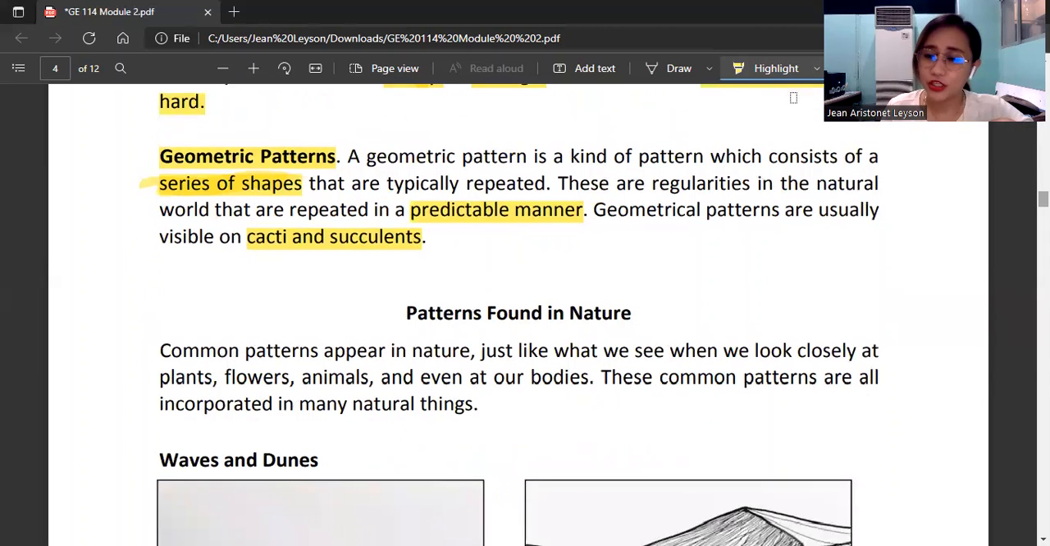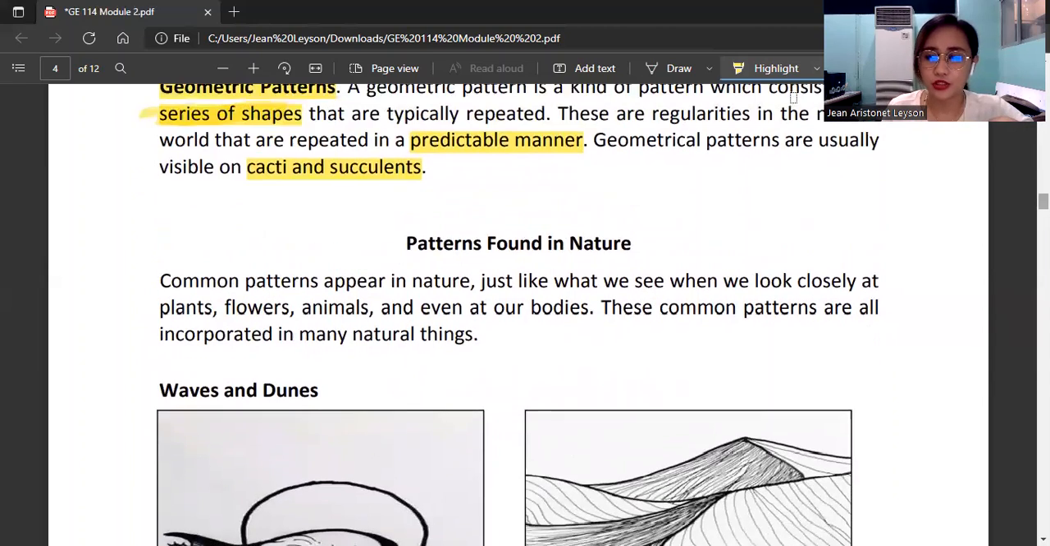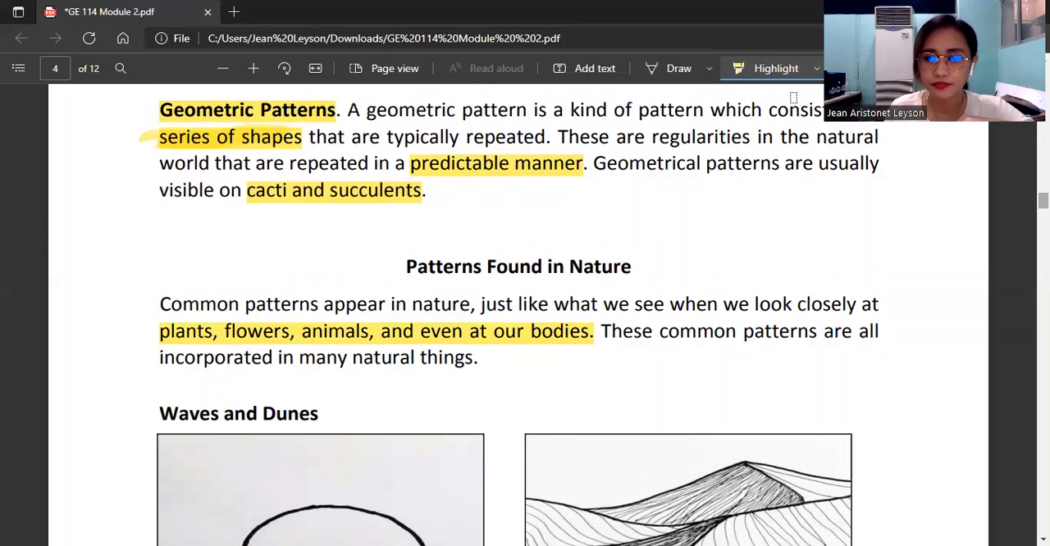Next, we have patterns found in nature because, as I've mentioned in my previous discussion, mathematics can be seen in the world around us, most especially in nature. Common patterns appear in nature, just like what we see when we look closely at plants, flowers, animals, and even at our bodies. So these common patterns are all incorporated in many natural things.